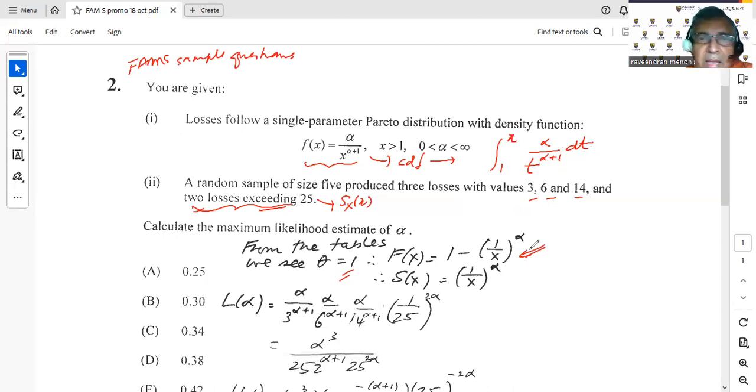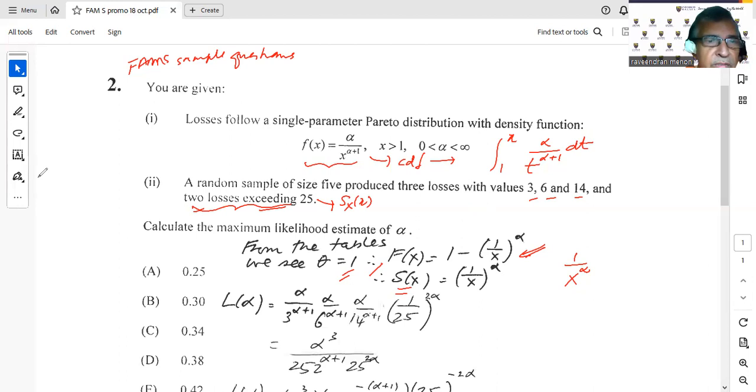Like I said, we are talking about losses exceeding 25, so we need the survival function. That's easy. Just take the complement of your CDF, and you'll get your survival function, 1 over x raised to alpha, or just 1 over x to the power of alpha. Doesn't matter, either way. So next thing, as you can imagine, we have to go for your likelihood function.